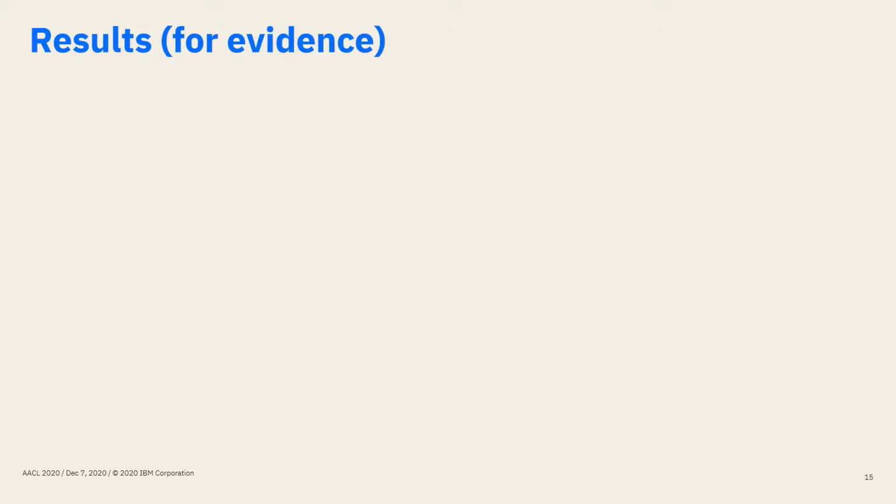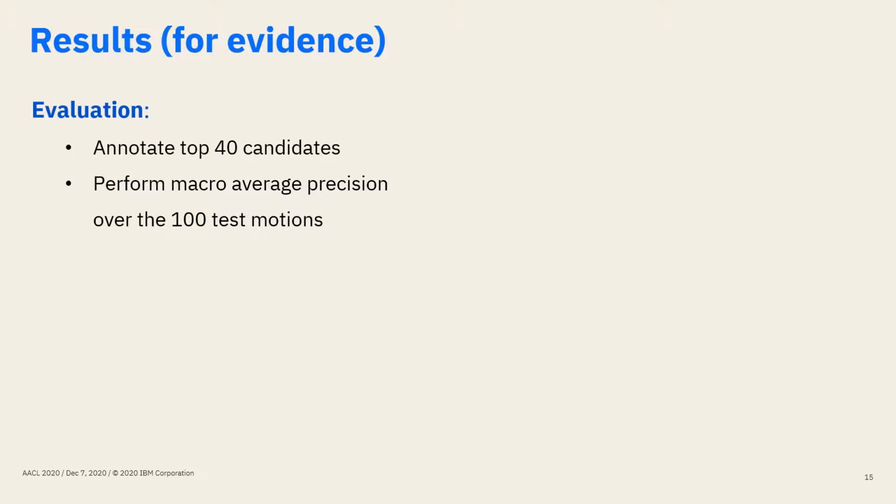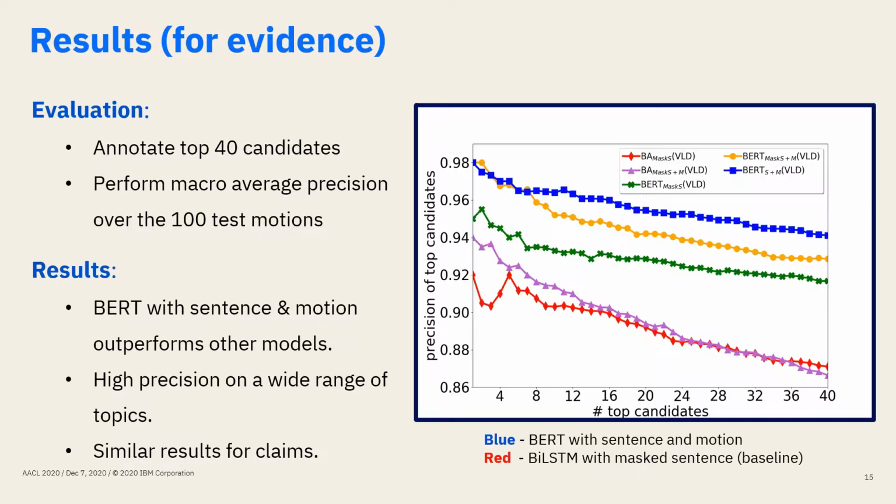In order to evaluate the performance of the end-to-end solution, given a model, we annotated for each of the 100 test motions the 40 top candidates. We then perform a macro average of the precision over the 100 test motions. The results are shown in the graph. The blue curve represents the best performing classifier, which is paired with the sentence's motion and motion as inputs. The red curve represents the baseline, which is based on the classifier from the study by Schnarch et al., a BiLSTM where the topic in the input sentence is masked.